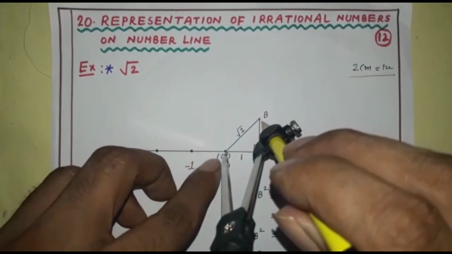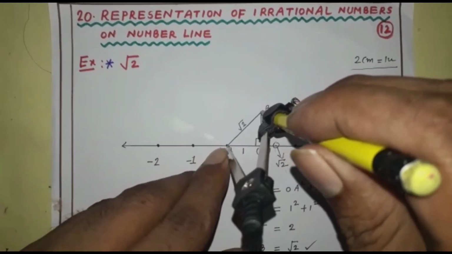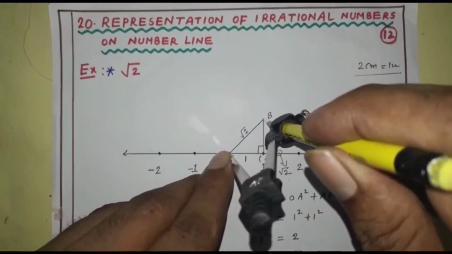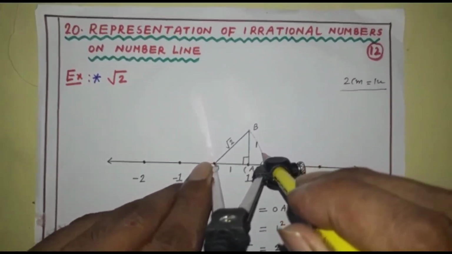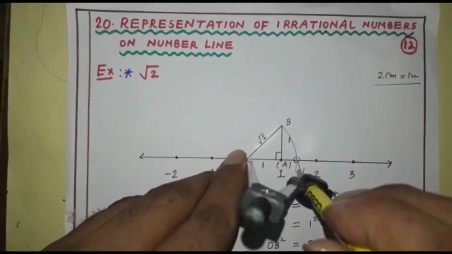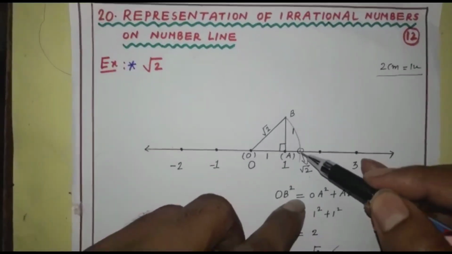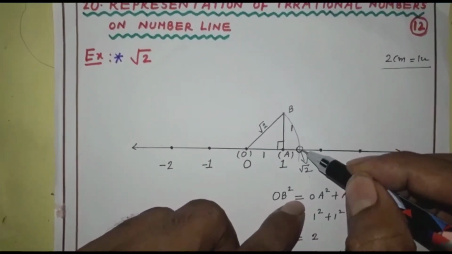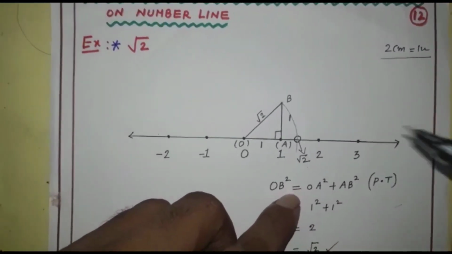So children, now I am taking O as center and OB as radius, and I am drawing an arc. Where this arc intersects the number line, that point represents root 2.